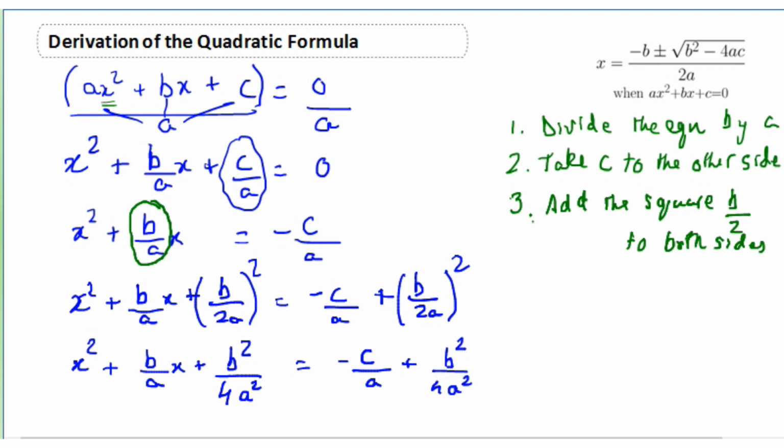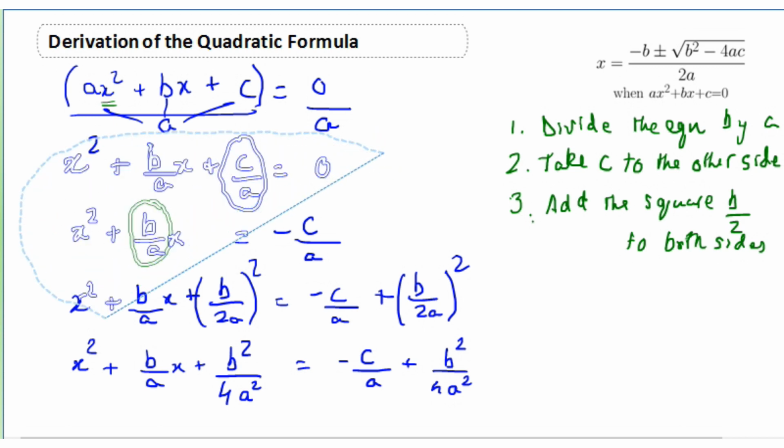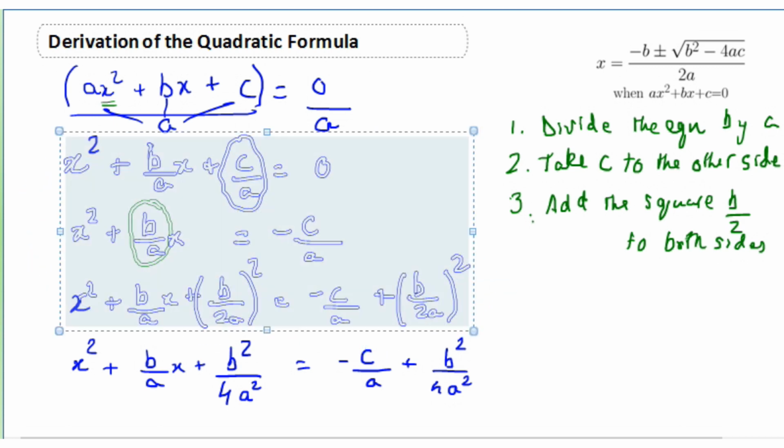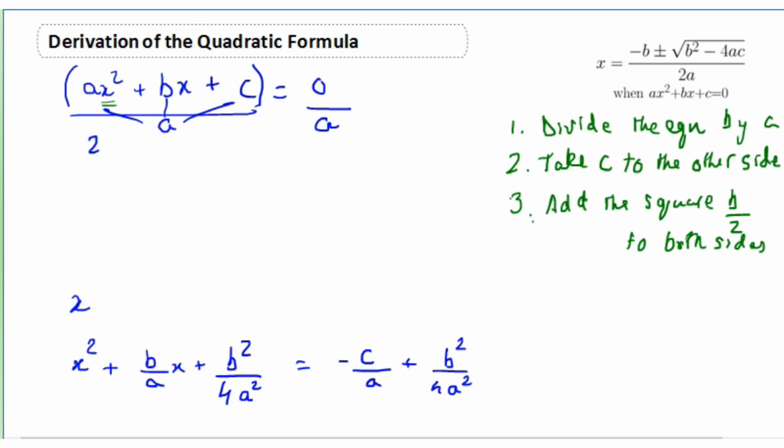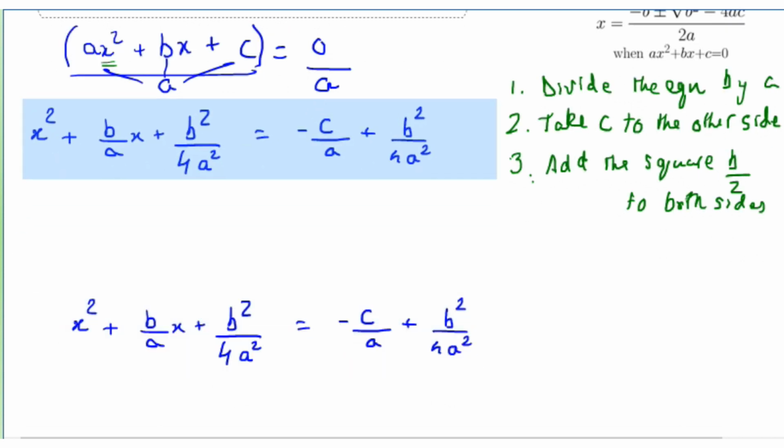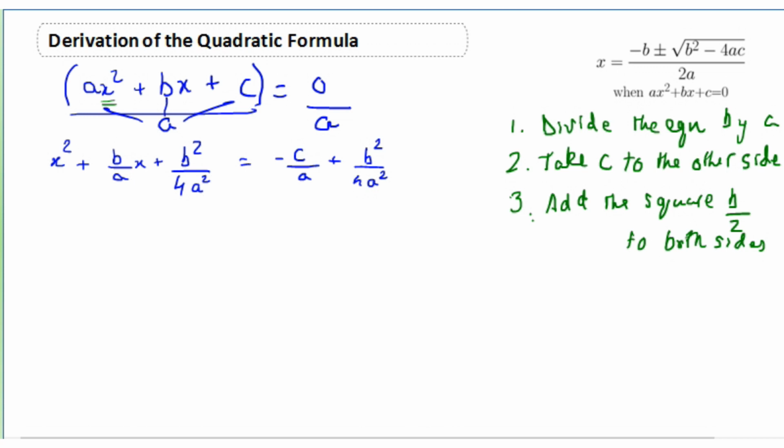So I'm running out of a little space here, so what I'll try to do is erase these things and move this thing to the top. The fourth step was to convert the left hand side, or I'll write that as LHS, into a complete square.